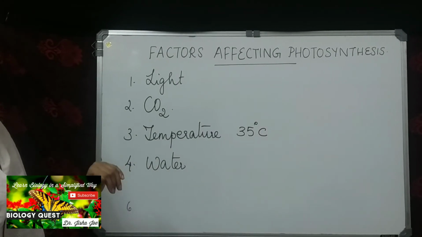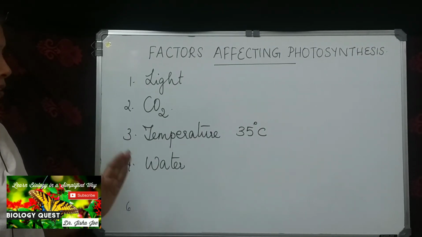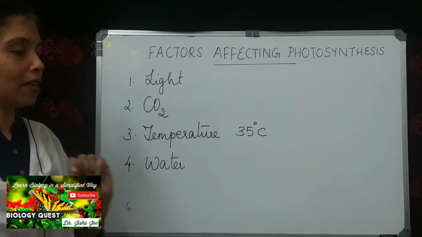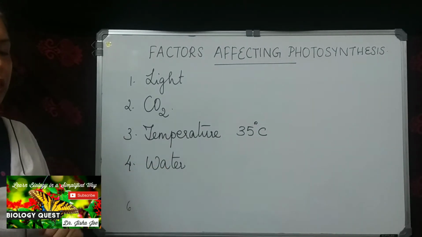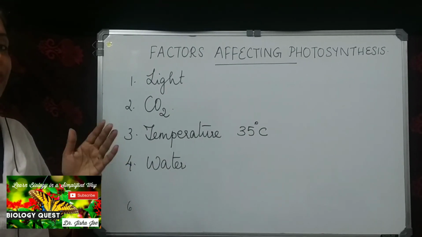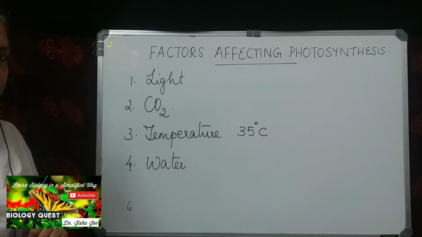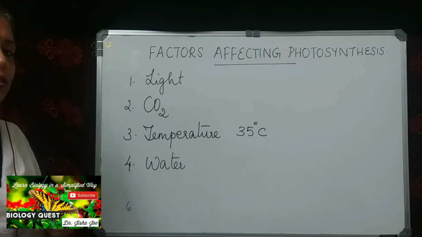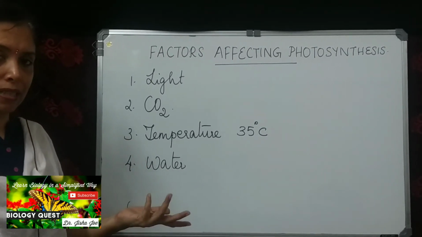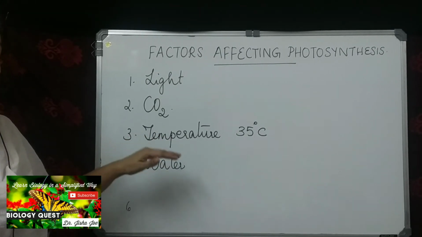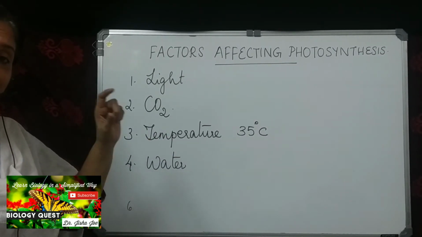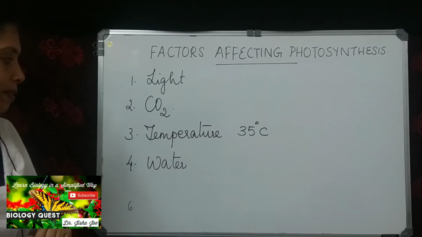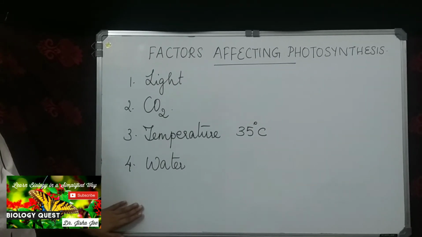Then temperature. Temperature also affects the rate of photosynthesis. An increase in temperature increases the rate of photosynthesis, but only up to the optimum temperature of 35 degrees Celsius, beyond which the rate of photosynthesis will decrease. At higher temperature, the rate decreases because the enzymes that are needed for photosynthesis will get degraded. Okay, and we have also seen that a rise of 10 degrees Celsius up to 35 degrees Celsius will double the rate of photosynthesis. The fourth factor is water.